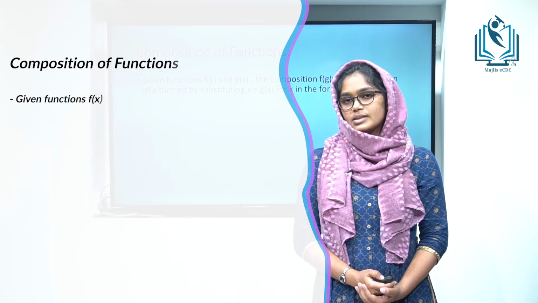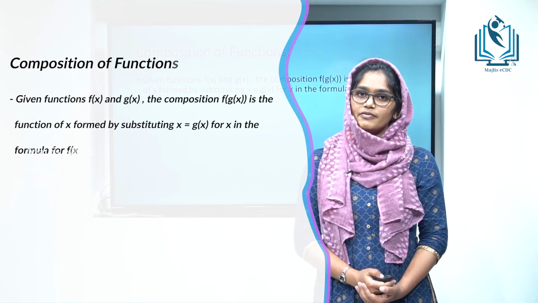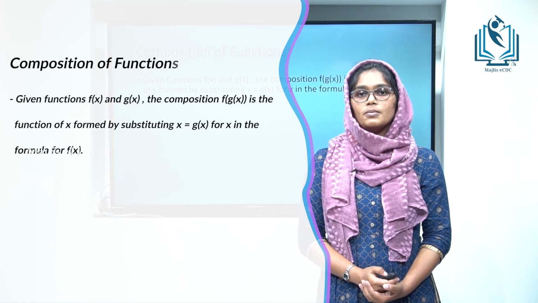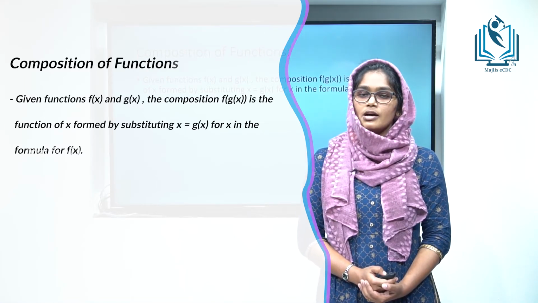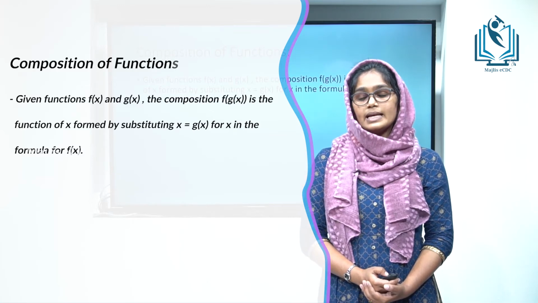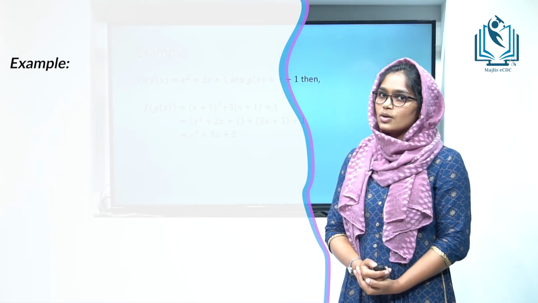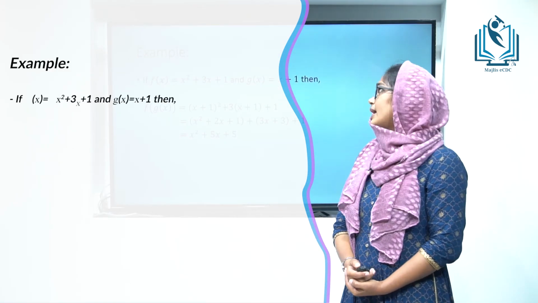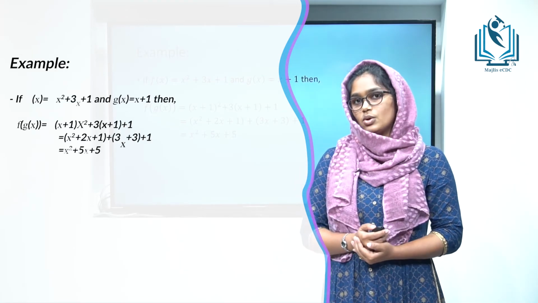Now we are going to discuss the composition of functions. Given two functions f of x and g of x, the composition f of g of x is a function of x formed by substituting x equal to g of x in the formula for f of x. Consider f of x equal to x square plus 3x plus 1 and g of x equal to x plus 1. We have to find f of g of x.